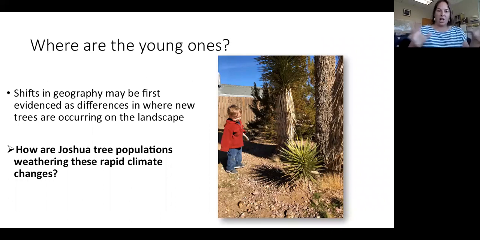So shifts in geography, when we think about plants moving, they're not going to get up and just walk away. What happens is, this happens over time. They reproduce more in some place and less in another place. And where are they going to be in the future? Where they're reproducing better, where there are more young trees or young plants. So that's what we decided to look at. How are Joshua tree populations weathering what's already been a rapid climate change?